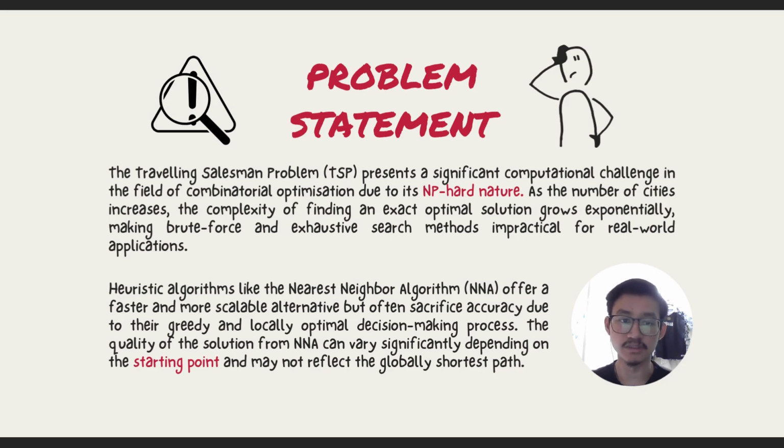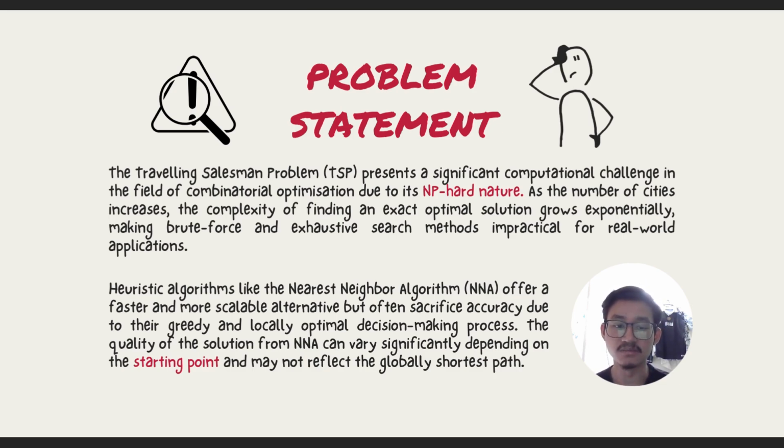So the problem statement. The traveling salesman problem, TSP, represents a significant computational challenge in the field of combinatorial optimization due to its NP-hard nature. As the number of cities increases, the complexity of finding an exact optimal solution grows exponentially, making brute force and exhaustive search methods impractical for real-world applications.